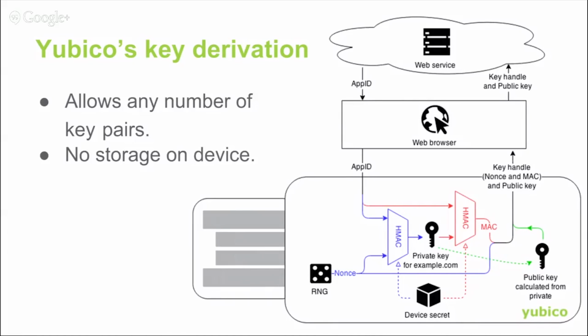We also use the same function again, using the device secret and the app ID, but this time we use the private key instead of this nonce. And this gives us a new hash. This is used for verification.